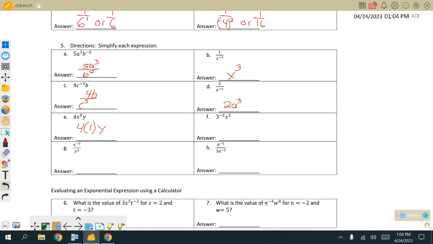4Y, right? So this answer, clean that up for me. That's what I want from you. It is a 4Y. That's a cleaned up, better answer.